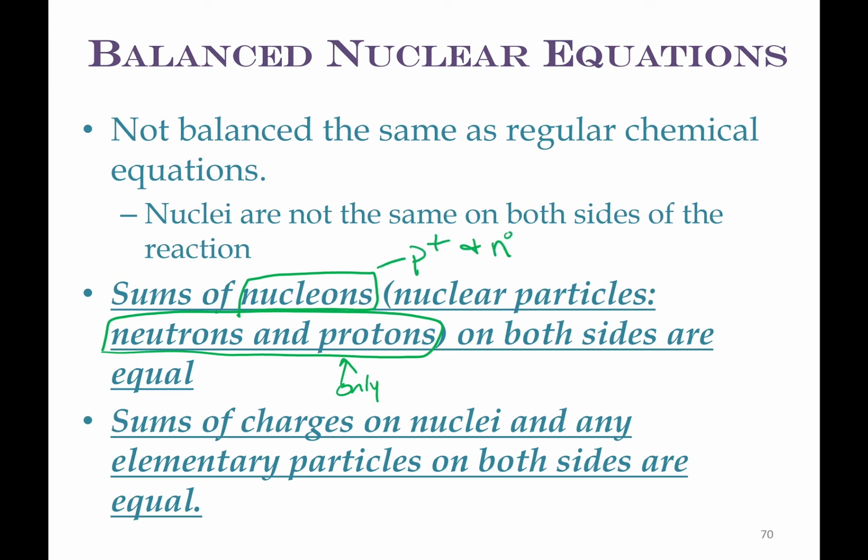And sometimes we say neutrons with a 0. But protons and neutrons. Electrons are not considered nucleons because they're not in the nucleus. So we're going to be balancing nucleons, and we're going to sum the charges on both sides. Okay, so let's take a look.